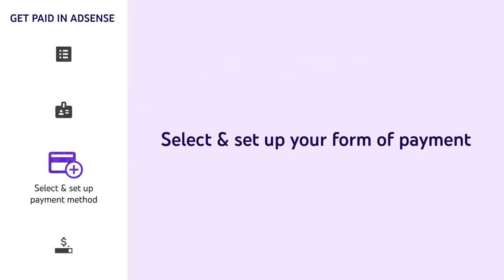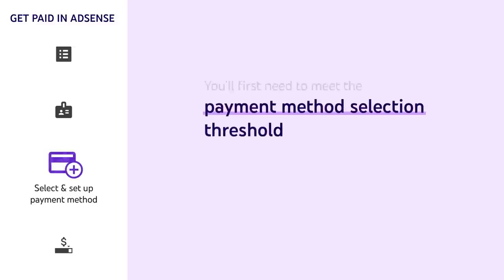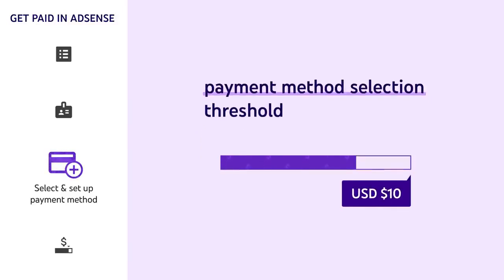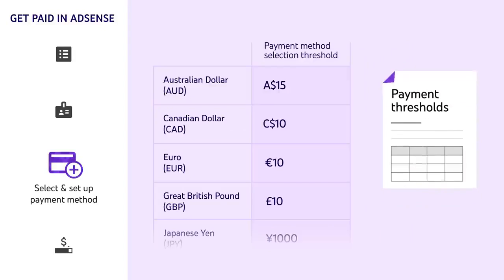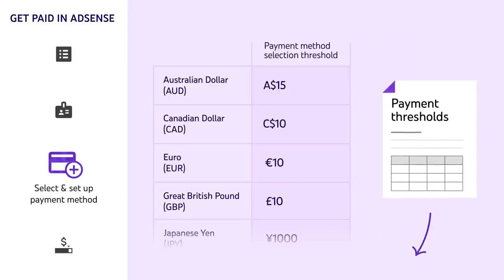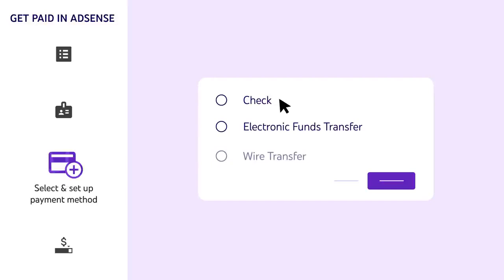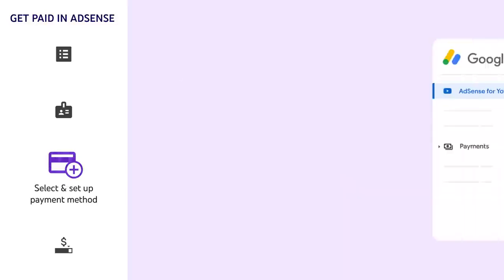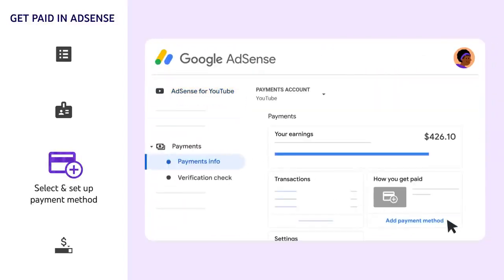Next, you'll need to select and set up your form of payment. To do this, you'll first need to meet the payment method selection threshold. This is $10 for people in the US, but the amounts vary depending on your location and currency. To see what your payment method selection threshold is, check out the Help Center article called Payment Thresholds, linked in the description. Once you meet the threshold, you can select your form of payment. Depending on your payment address, you can choose between options like a check, electronic funds transfer, or wire transfer. To set up your form of payment, go to AdSense, then Payments, and click Add Payment Method.